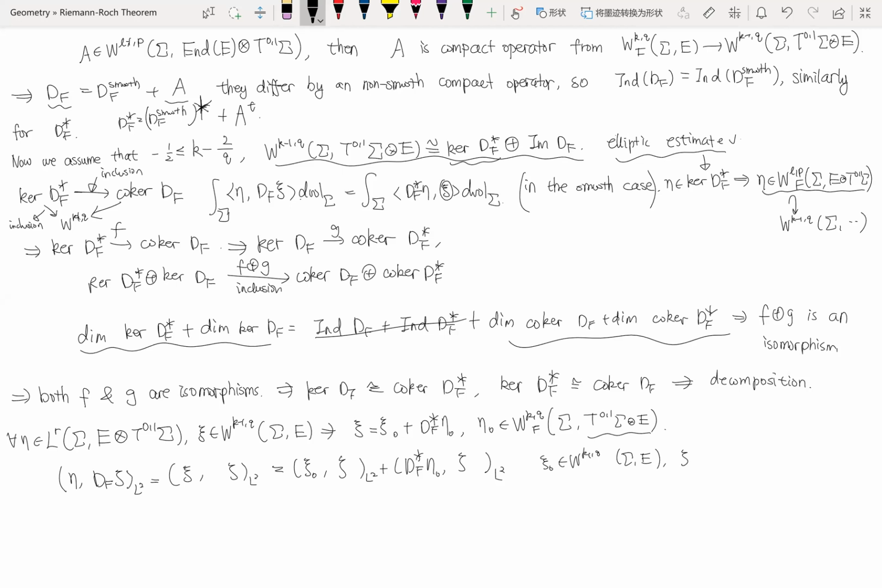And we know that zeta belongs to the kernel of df. Because zeta 0 belongs to the kernel of df, we know that zeta 0 is in fact in W^{k,q}. So this tells us that it is in W^{k,q}, and zeta is also in W^{k,q}. And we know that eta 0 belongs to this, so this will equal the L2 pairing of eta 0 and df zeta.